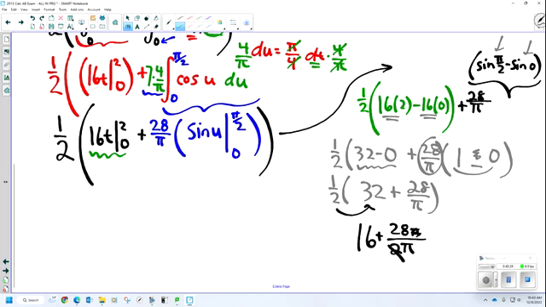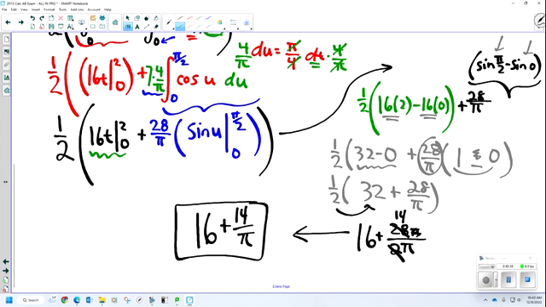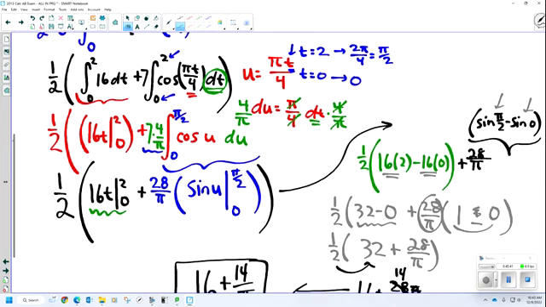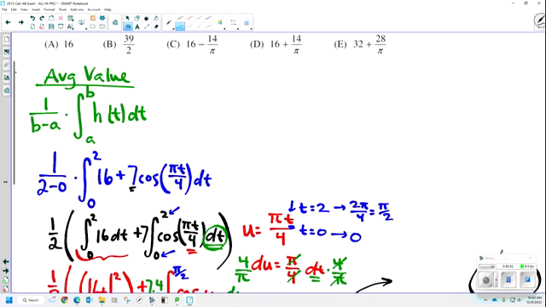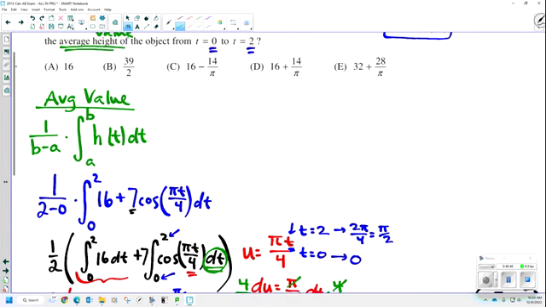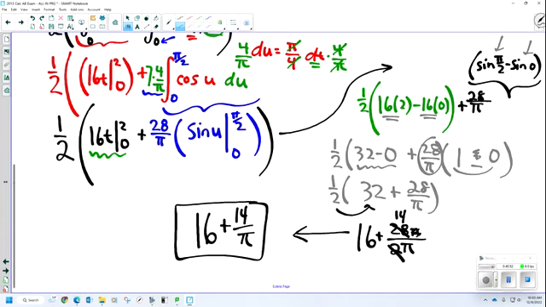2 goes into 28 14 times. My goodness, do we have an answer? 16 plus 14 over pi. That was remarkable. Let's just hope that's an answer. Oh, thank God it's an answer. Okay, 16 plus 14 over pi. That was rigorous. Okay, kids?